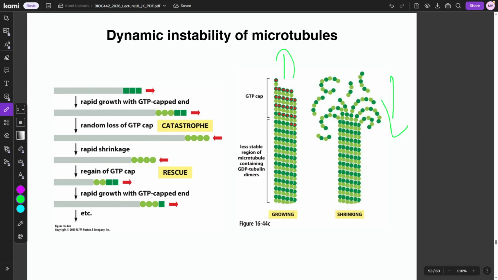Yeah. So remember, that's a bit different from actin. Actin can grow and shrink from both ends, but it grows and shrinks faster at the plus end than the minus end. Microtubules, on the other hand, pretty much just grow and shrink from the plus end only.